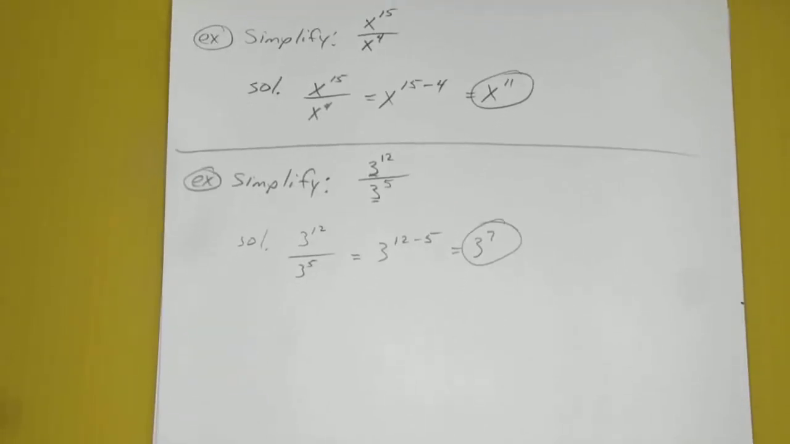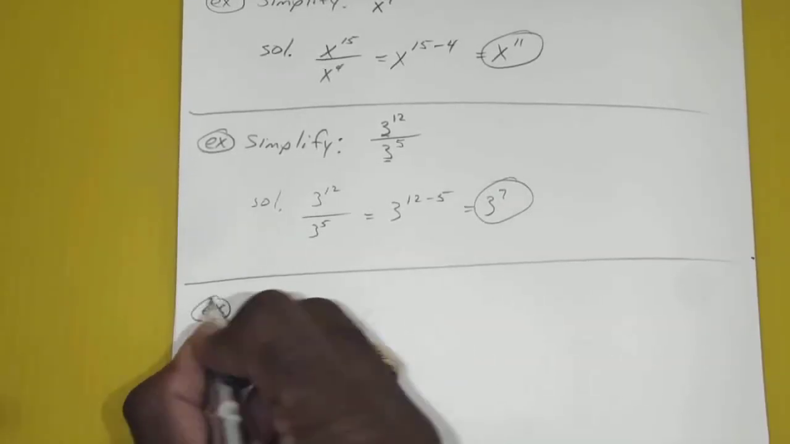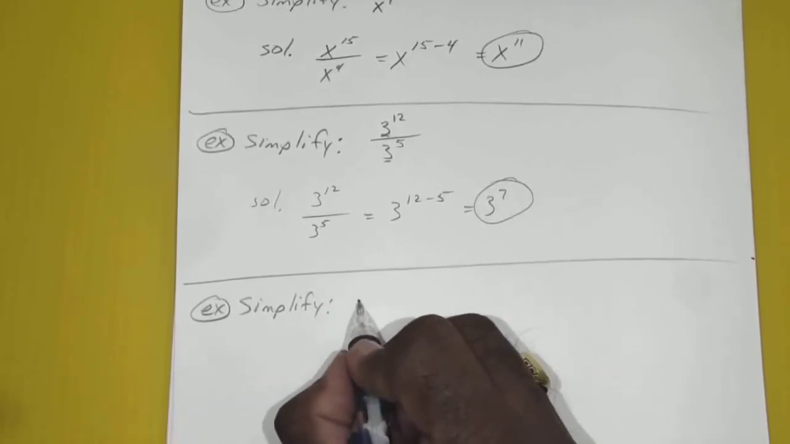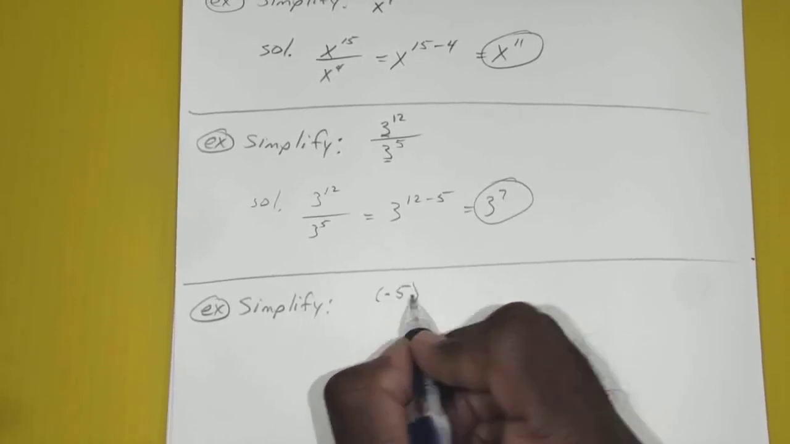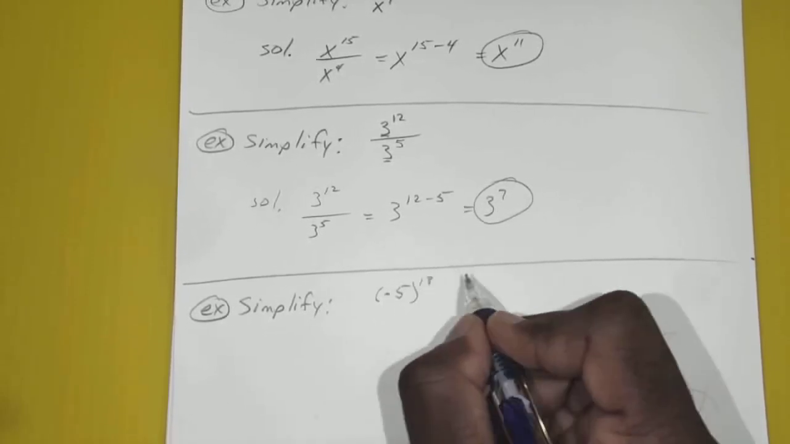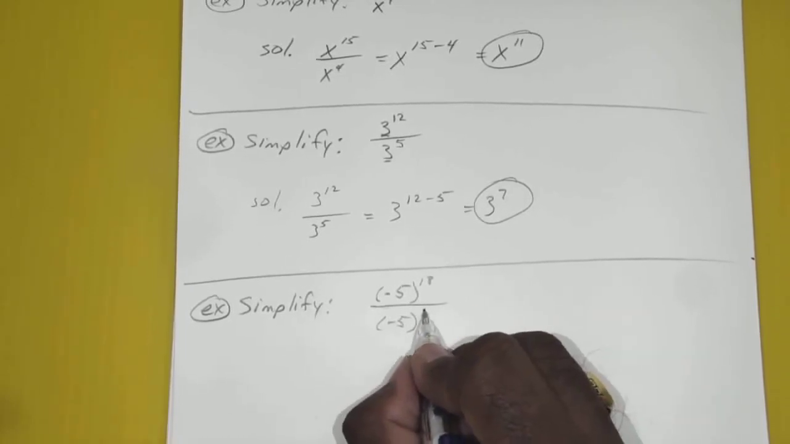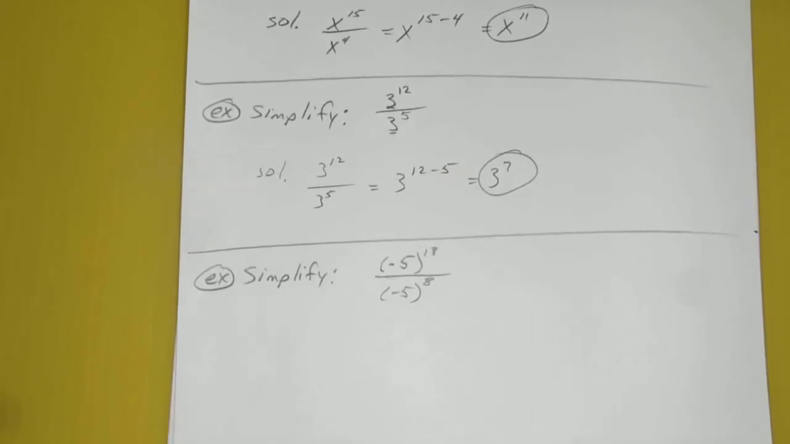All right, so let's say even if you had to simplify negative 5 to the 18th power over negative 5 to the 8th power. Even though they're both negative, you have the exact same bases, which is all you need to actually subtract.